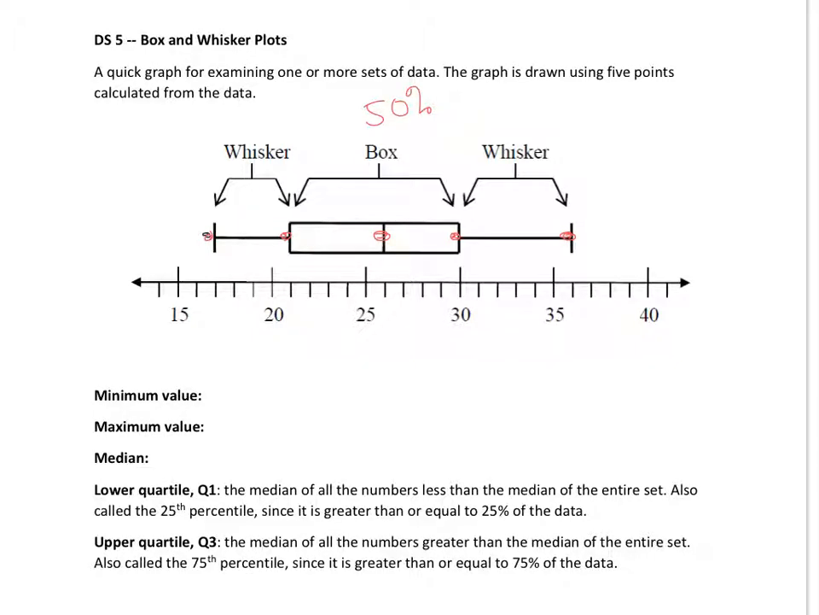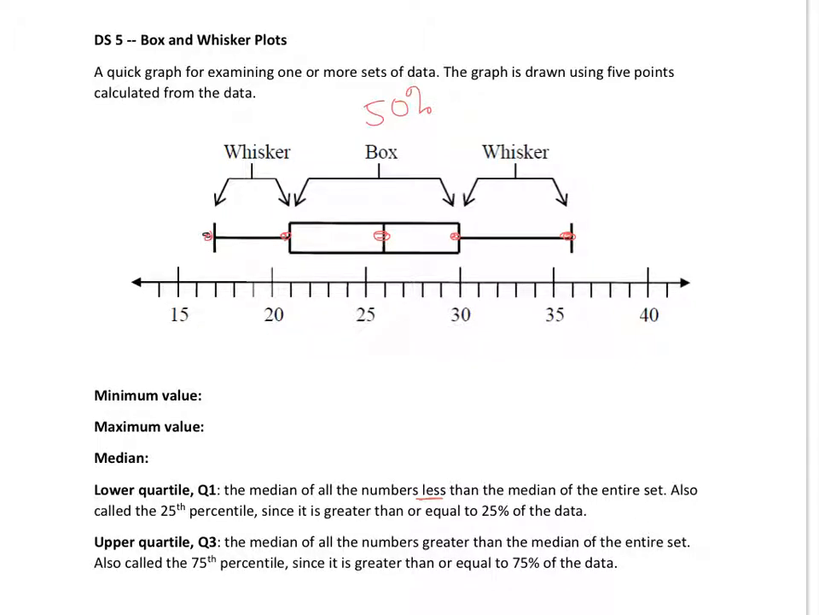So we have a minimum value, so the lowest number, a maximum value, the highest number, the median, which we've already talked about in our previous lesson, being the middle number, and then these 2 new values, the lower quartile, which is also called Q1, and it's the median of all the numbers less than the median of the entire set. So it's the median of the lowest half.